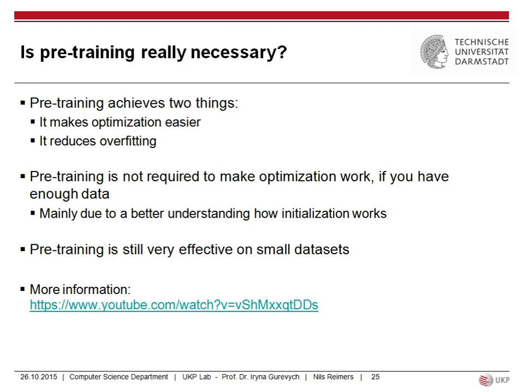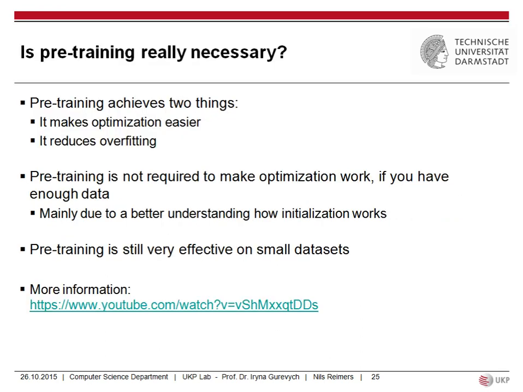Pre-training is not required to make optimization work if you have enough data, mainly due to a better understanding of how initialization works. So when you read older papers, they are all about pre-training, and then people focused more on why supervised training is not working. But pre-training is claimed to be still really effective on small data sets. And if you want to have more information, there's another YouTube video where I think Hinton again talks on that. So what is pre-training, when to use it. But when you have large data sets, you don't need to do it.